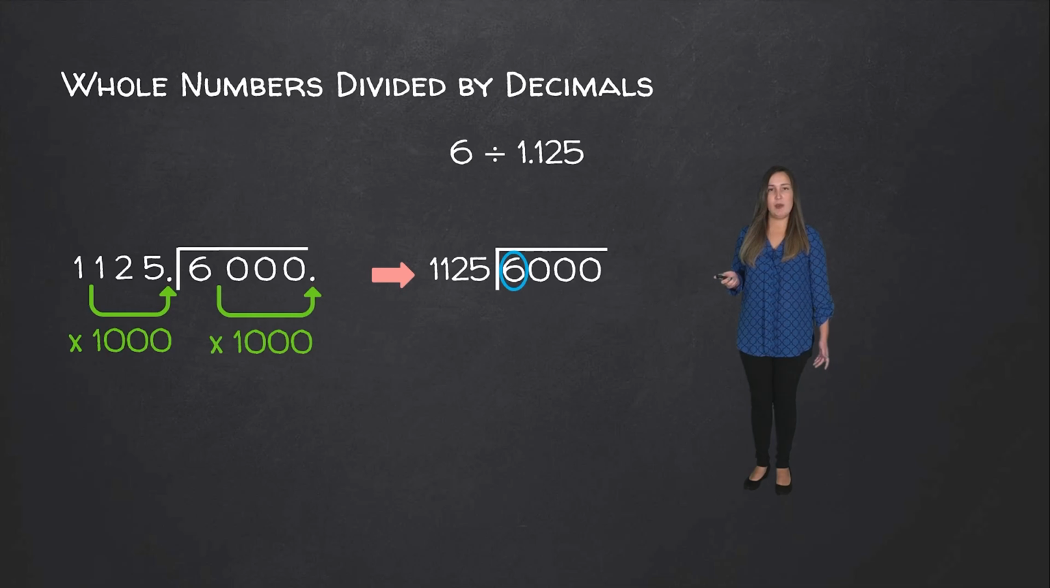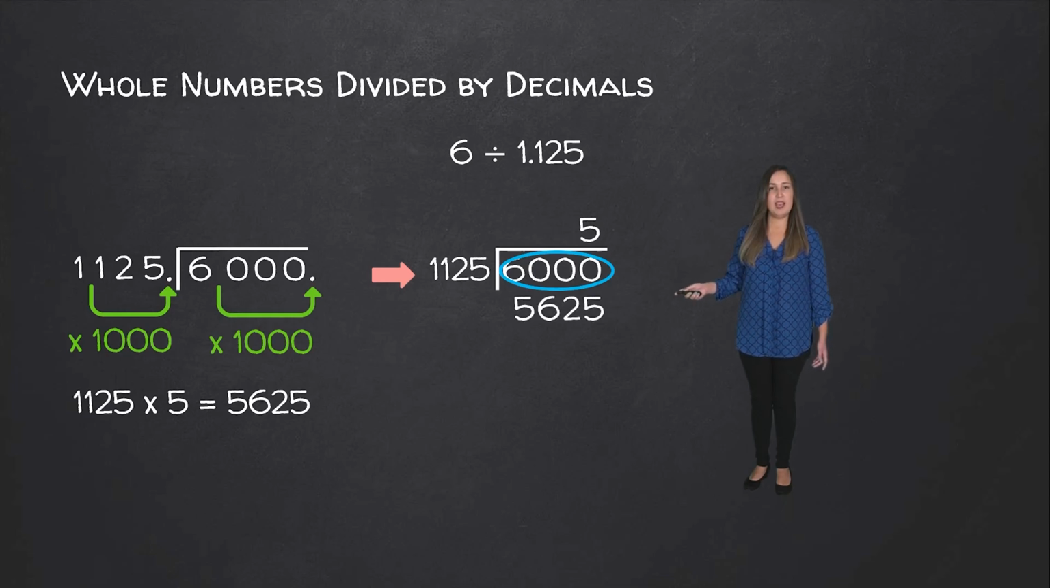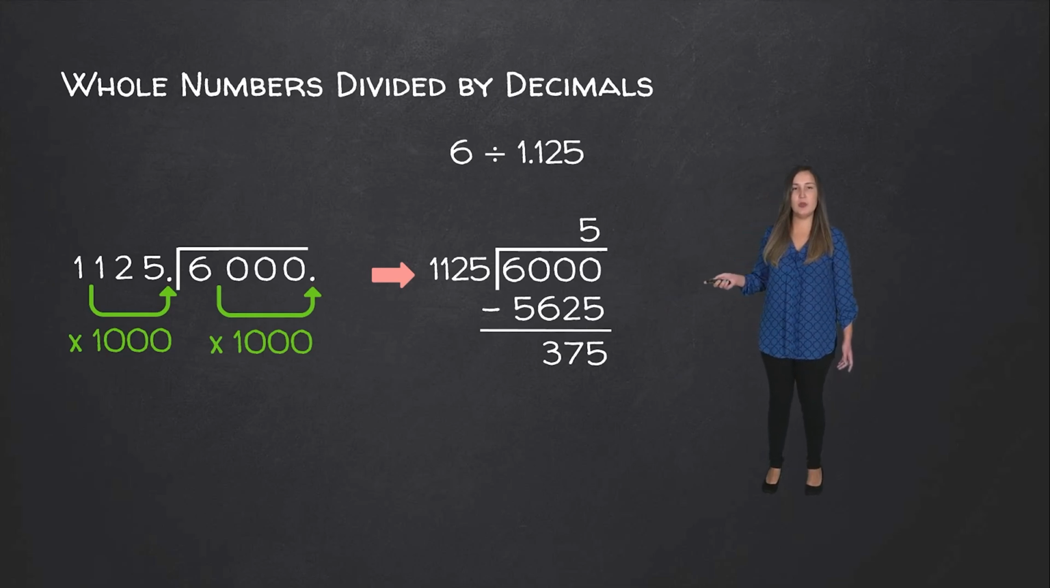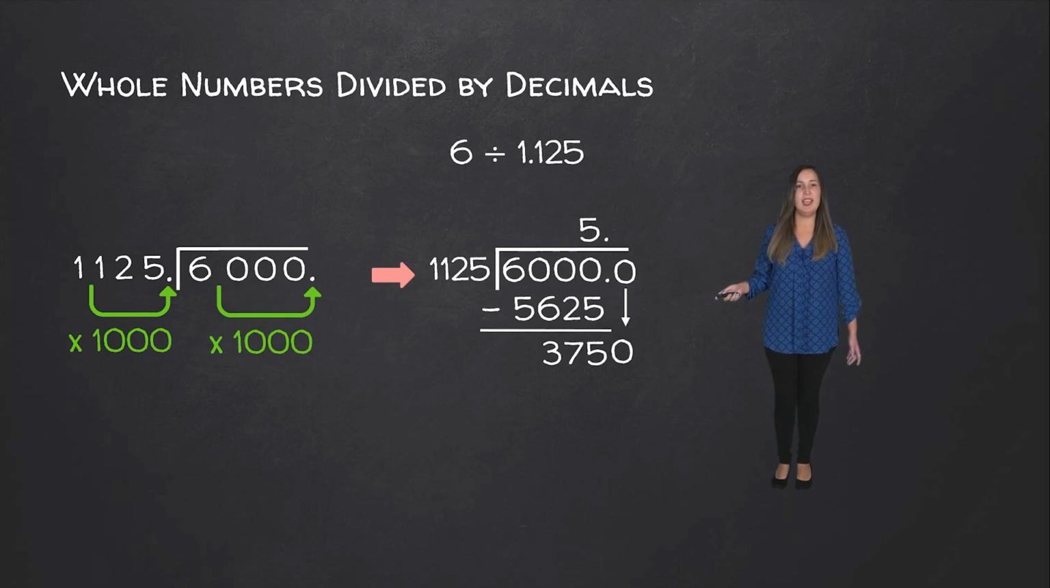So, 1,125 doesn't go into 6, doesn't go into 60, doesn't go into 600, but it does go into 6,000 5 times, because 1,125 times 5 is equal to 5,625. And then we subtract those values. And after we subtract, we get 375. So, since we still have a remainder, let's add a decimal point and a 0. But before we bring down the 0, make sure you bring up the decimal point, and then we can bring down the 0.